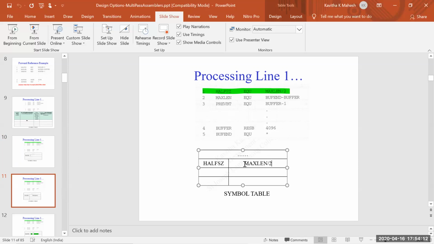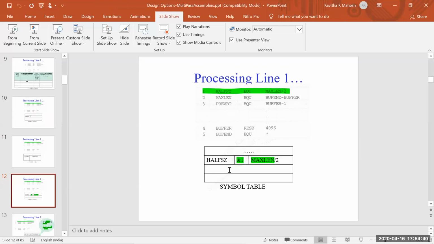We have to keep, in the second column, information on how many symbols in the expression that defines half set are unknown. As I mentioned earlier, this is a defining expression for half set. How many symbols are undefined? Here we have maxlen, which is not known. So one symbol in the defining expression is unknown, and this has to be entered in the second column for the entry half set.